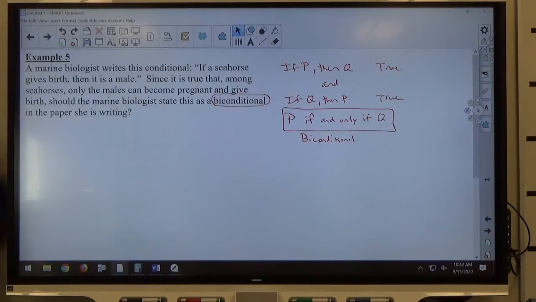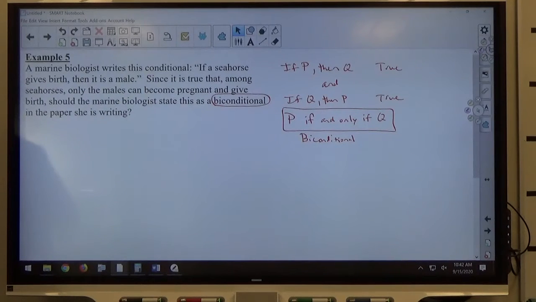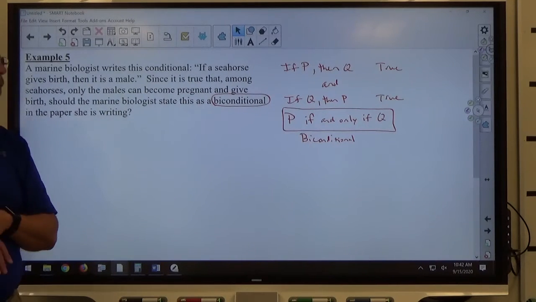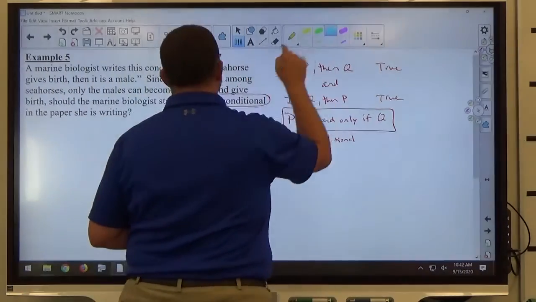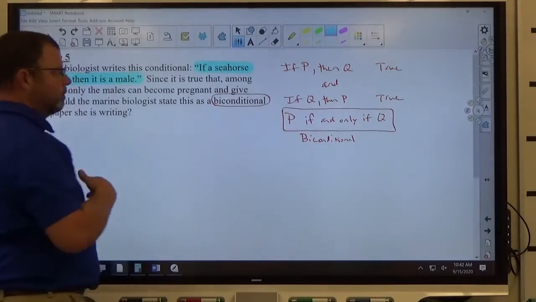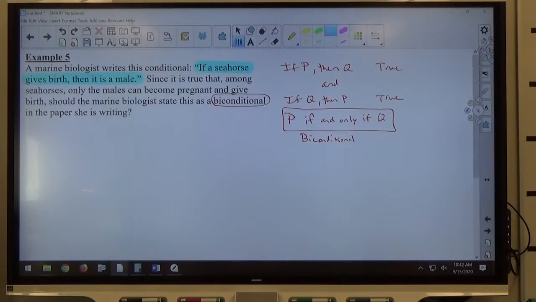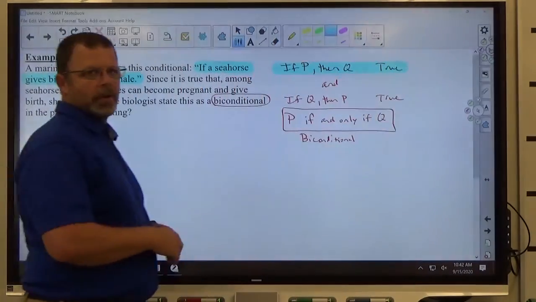So just a general conditional statement is true, and you make a converse out of it, which is also true. You can then say hypothesis if and only if conclusion. And it doesn't really matter what order you put it in at that point, because they're both true. So the conditional they're giving me to begin with is if a seahorse gives birth, then it is a male. That's the if P then Q, and they're establishing that as a true statement.